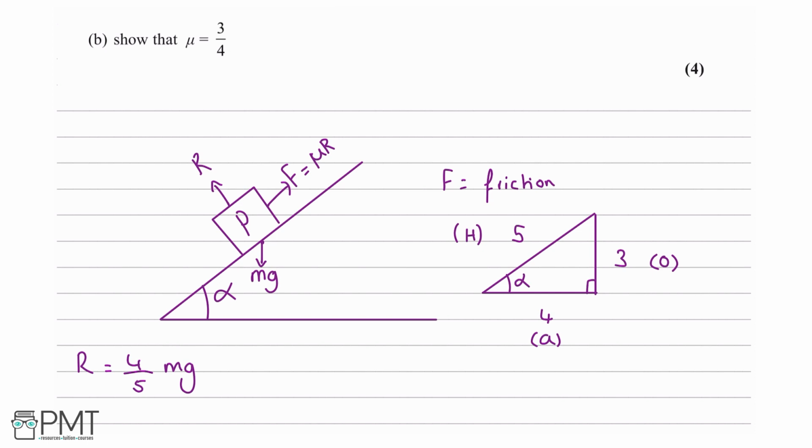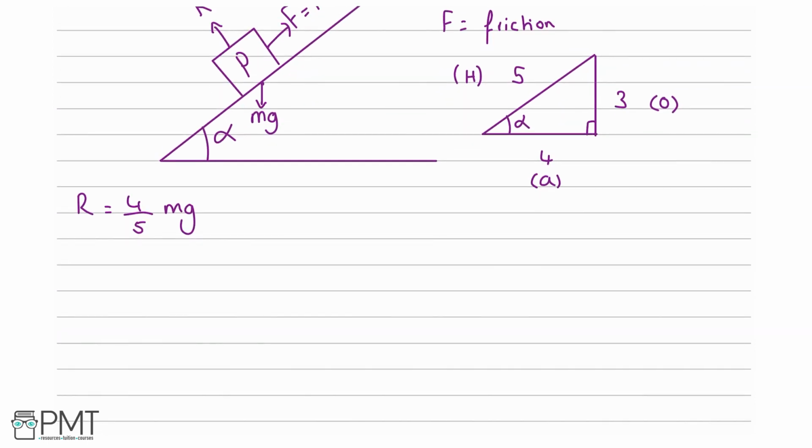Part B has asked us to show that mu equals 3 over 4, and this part is worth 4 marks. If we want to find what mu is, okay, we need to look at which component of our force diagram takes mu into account, and the only one is this frictional force, okay? Now this frictional force only acts in the horizontal direction, which is parallel to the plane, okay? So what we need to do is resolve parallel to the plane to be able to take this force into account.